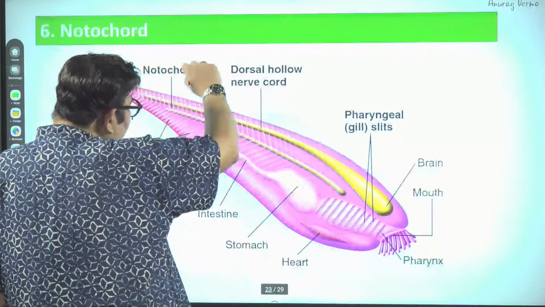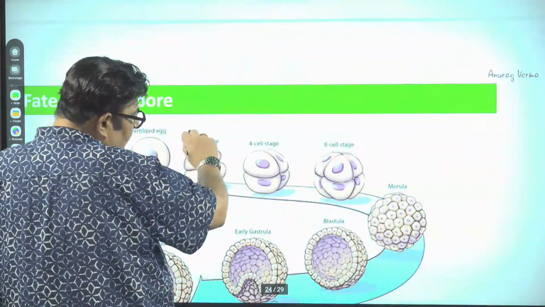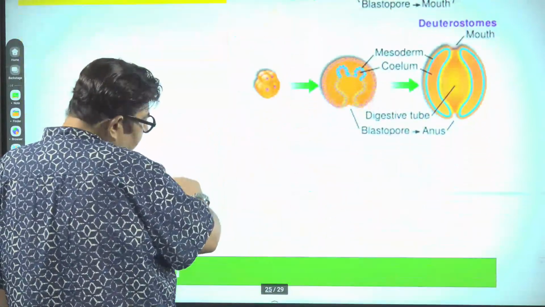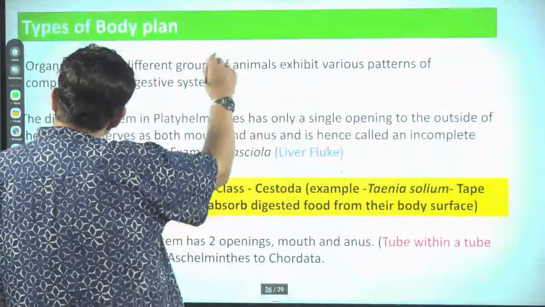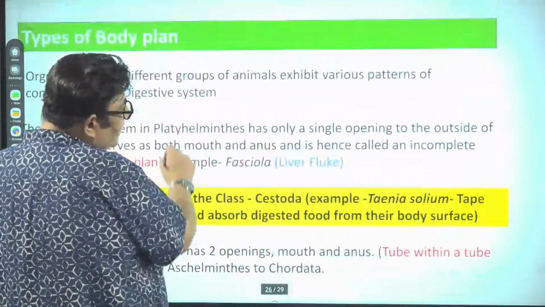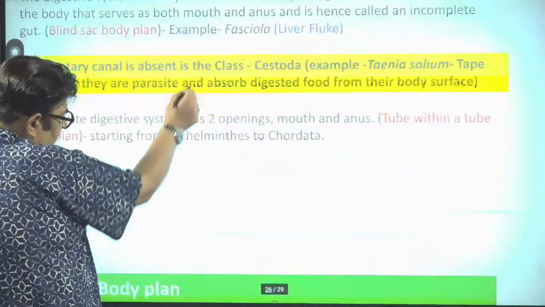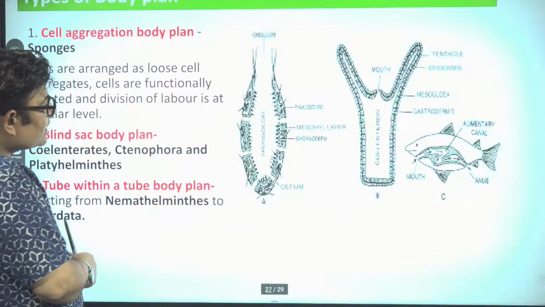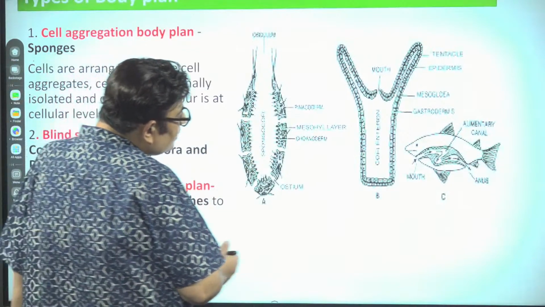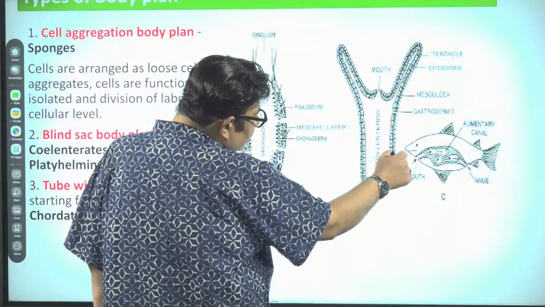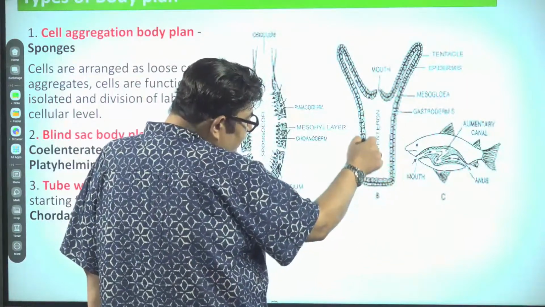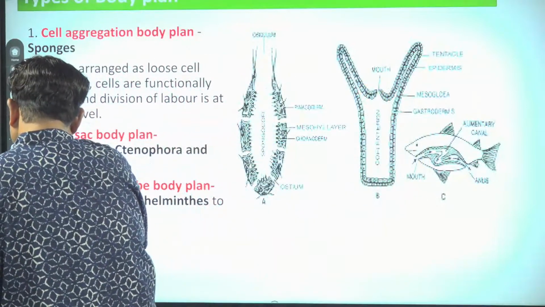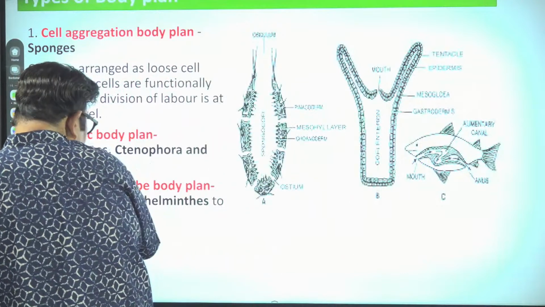So all the other phyla are non-chordates. I think I have explained this thing, and I have kept this in reserve, not required for now. Okay, done. Dear children, I have also told you about the body plan. Just understand the types of body plan. This is a cell aggregate body plan, as you can clearly see here. Now, this is a cnidarian with a single opening, and this is the blind sac body plan. And this is a body plan which is a tube within a tube body plan.